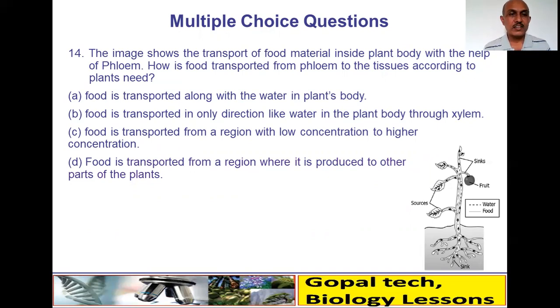Yes, so the correct answer is D. Food is transported from the region where it is produced, that is higher concentration, to the parts of the plant where the concentration is low. That is from leaf to different parts of the plant body by using ATP energy. We have studied this one.